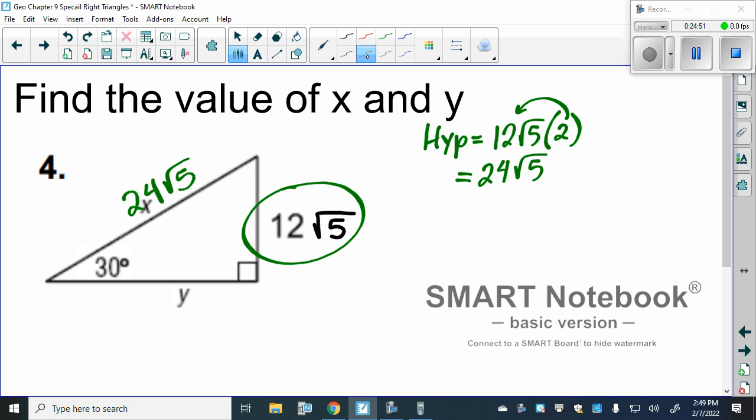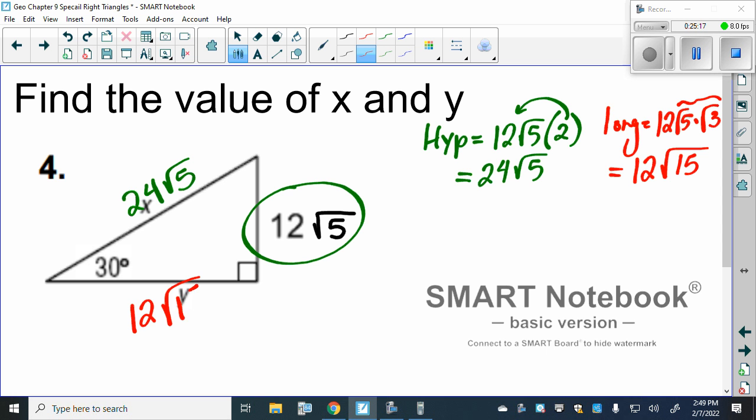Now to find the long leg, we take the short leg and multiply it by the square root of 3. Because this time they are both square roots, we multiply what's inside the roots together. So the 5 times 3 would give us 15. That tells us that the long leg is 12 square root of 15. So the two missing sides for this are 12 square root of 15 and 24 square root of 5. Any questions on this here?